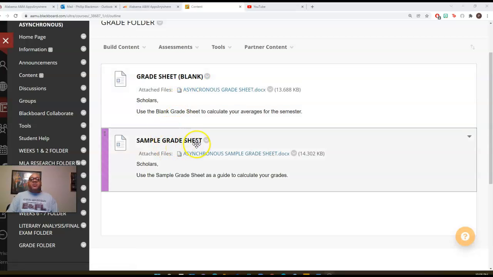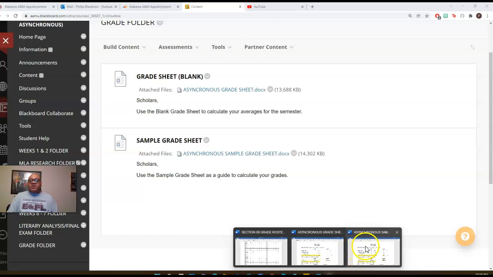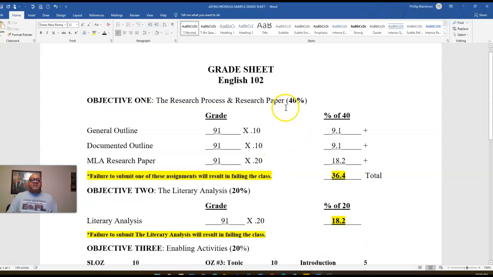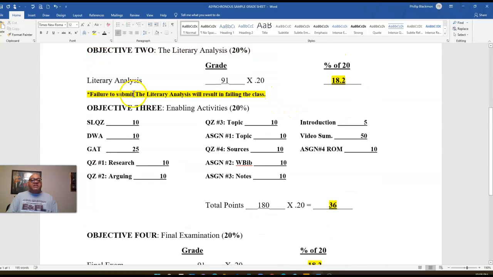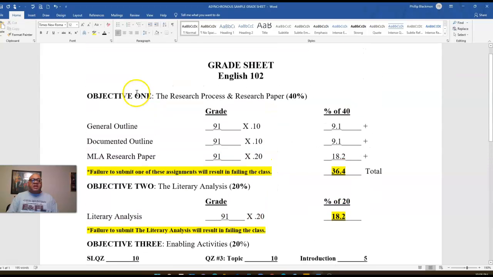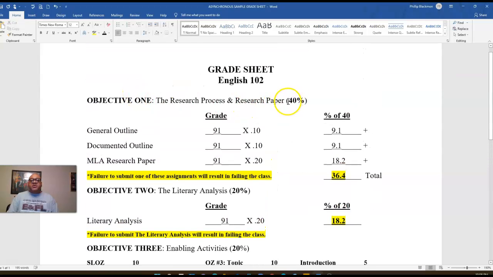So I'm going to open up the sample grade sheet. It's already open on my computer. I'm going to switch to it. So your grade sheet looks like this. You have 4 objectives for this course. Each objective is worth a certain percentage, okay? So what we have to do is convert all of your grades to percentages. And this is what I want to show you.